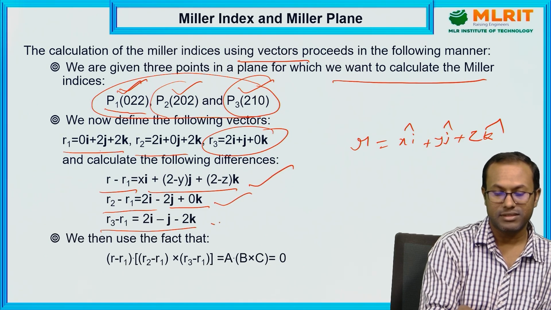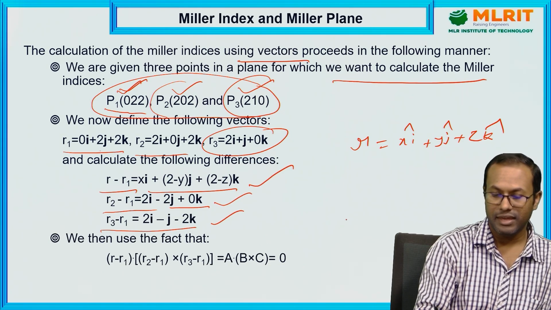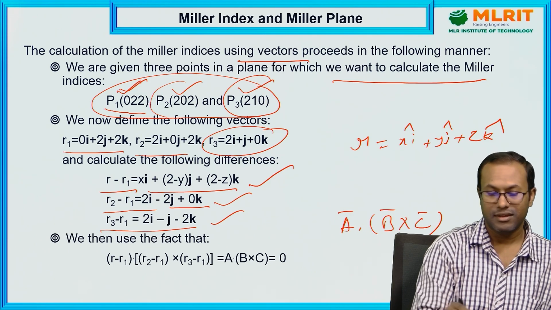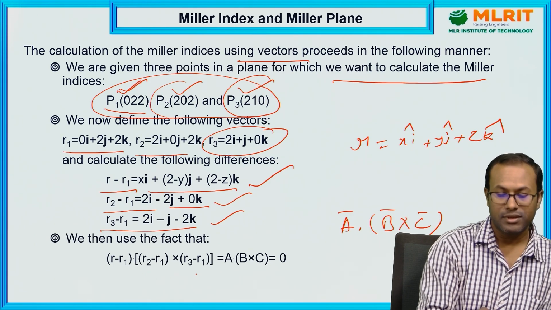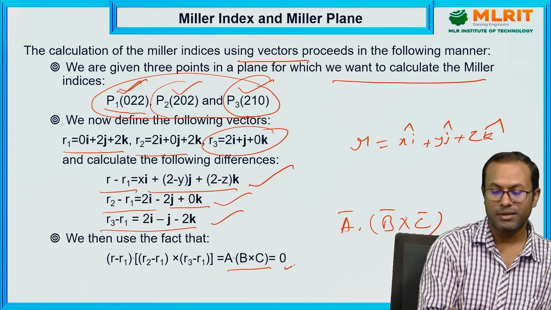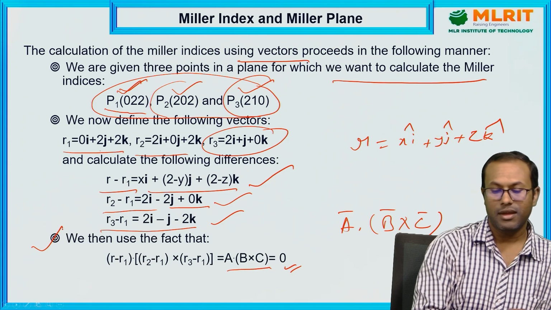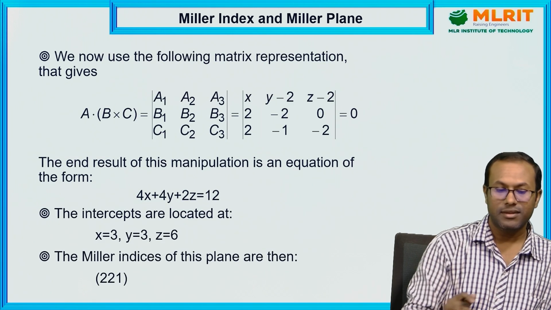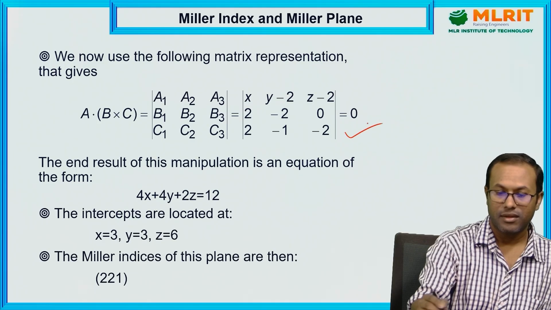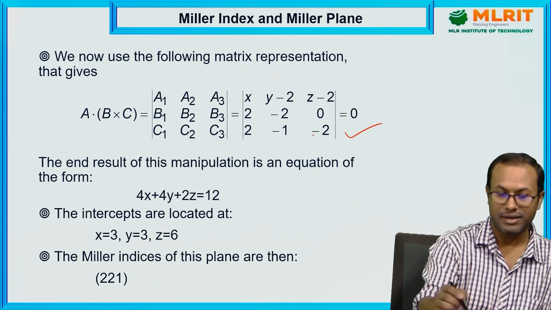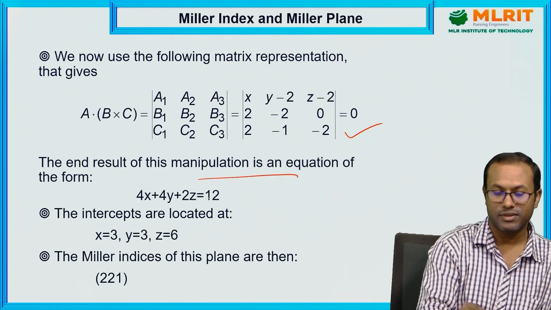If we determine these things, now we use A dot B cross C. It gives the volume, and A dot B cross C gives 0. This is a condition you have to use, and if you use these conditions, from there we can easily reach here. In this equation we can use the determinant of this matrix, and from there we can reach this equation, 4x plus 4y plus 2z equals 12.